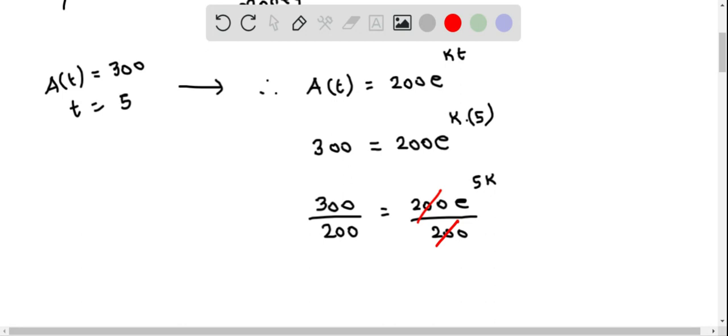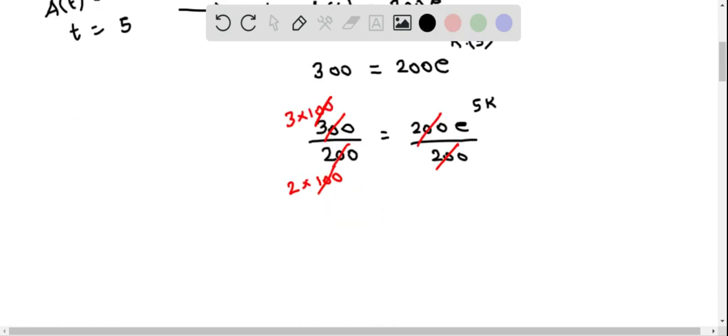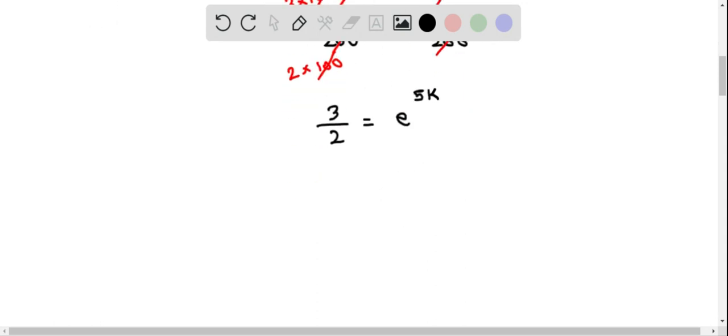In fact, we can cancel the 300 too. This is 3 times 100, and 200 is 2 times 100. So we cancel the hundreds, and finally you are left with the fraction 3 by 2 on the left side, and this equals e raised to the power of 5k. Now to determine the value of k, we have to apply natural logarithm to both sides. So when we do that, we get the natural logarithm of 3 by 2 equals the natural logarithm of e raised to the power of 5k.